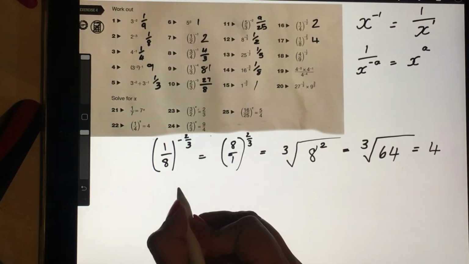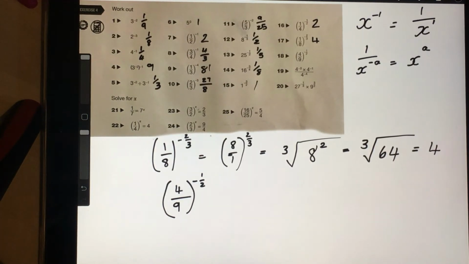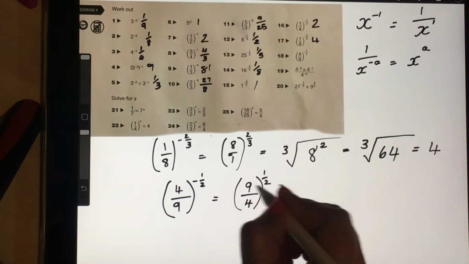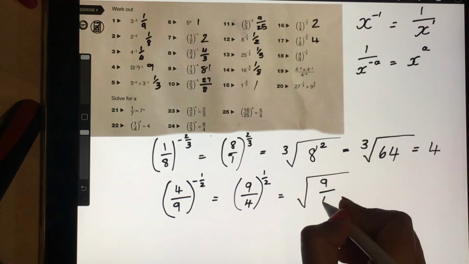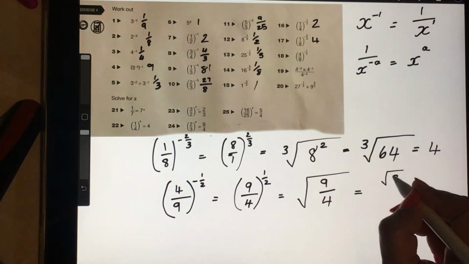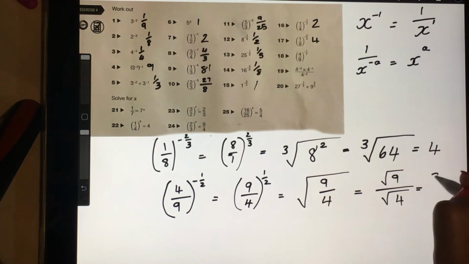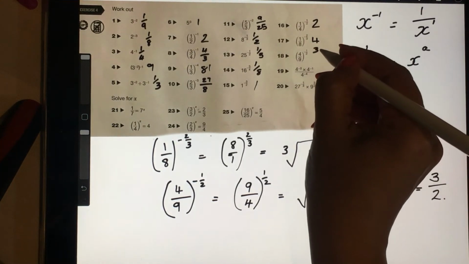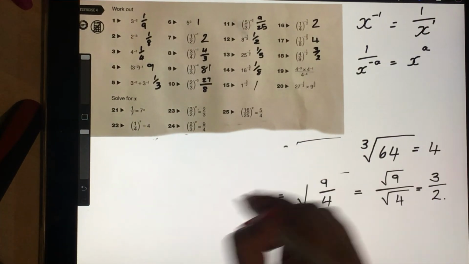For number 18, we've got 4 over 9 to the power of negative a half. Get rid of the negative 1 first by flipping the fraction. Now we've got 9 over 4 to the power of a half. And now we take the square root of 9 over 4. And that's how we get rid of the fractional indice. This means exactly the same as the square root of 9 over the square root of 4. And that leads to 3 over 2. So the answer for number 18 is 3 over 2. Right. Moving on to number 19.